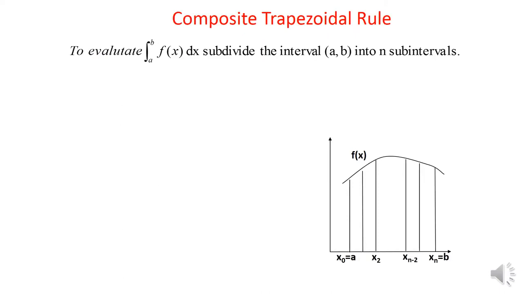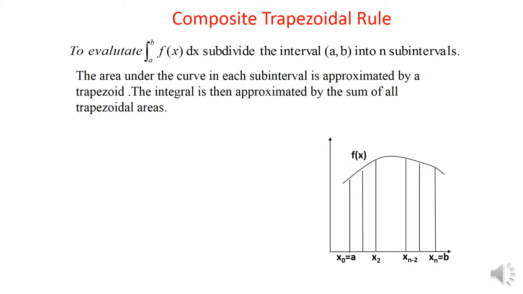This is the trapezoidal rule, which is based on 2 points. Now the composite trapezoidal rule: here we have to evaluate the integral from a to b of f(x) dx. So we subdivide the interval [a, b] into n subintervals. In this figure we can see that f(x) is a function, and we have taken 2 points on this, denoted by a and b on the x-axis, and we have subdivided this interval a to b into n subintervals. So the area under the curve in each subinterval is approximated by a trapezoid.